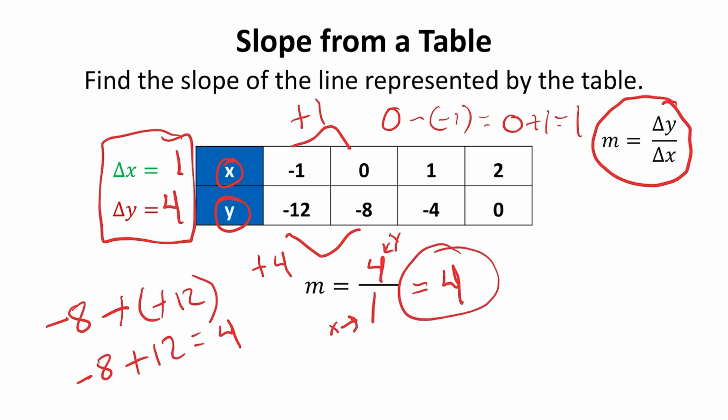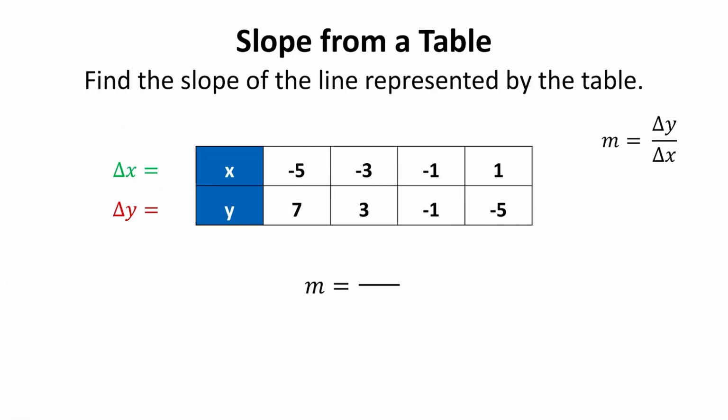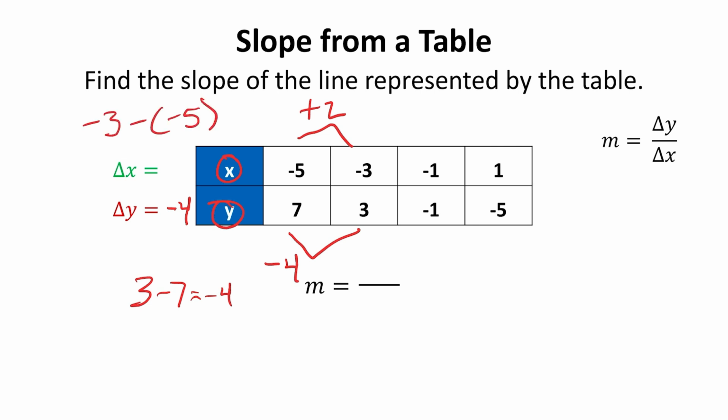All right, let's do one more horizontal table. So we're going to look at the change in y first. 7 to 3, that's getting smaller by 4. And if you do 3 minus 7, you'll get negative 4. So our delta y is negative 4. That just means the change in the y values. Okay? Change in the x values from negative 5 to negative 3, that's getting bigger by 2. And if you do negative 3 minus negative 5, those minus a negative means add. So negative 3 plus 5 equals 2. So the change in x is 2.